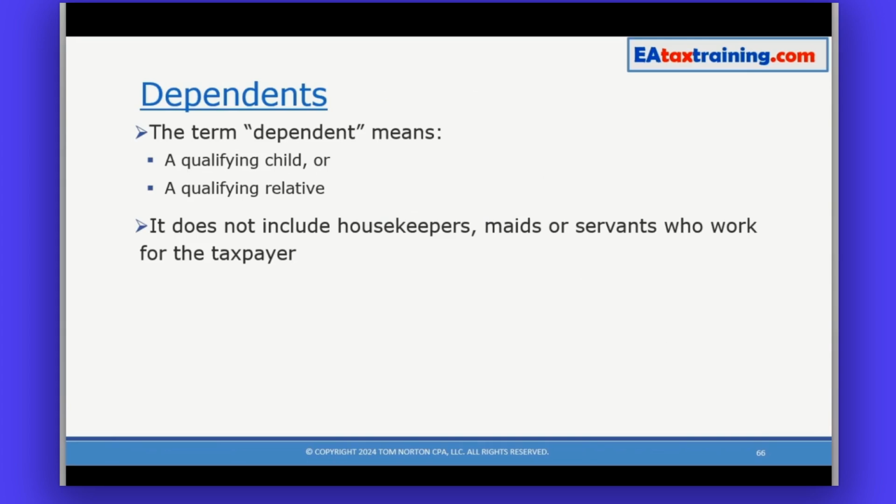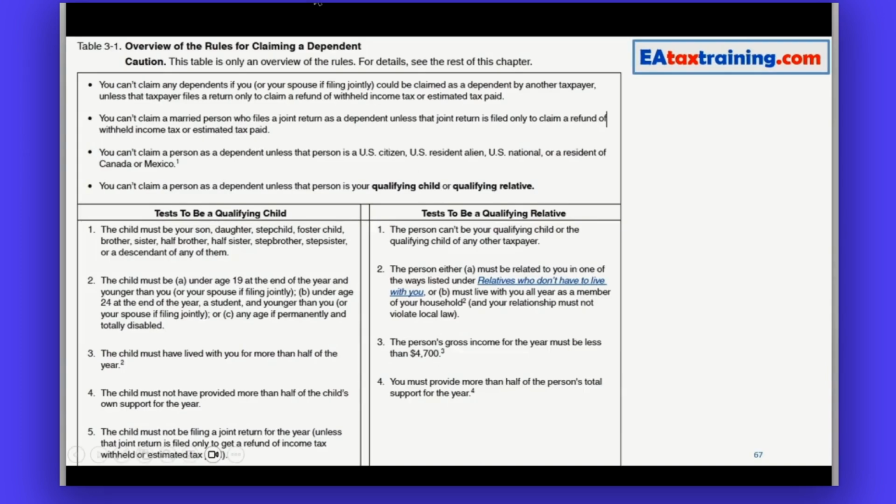But just know that it does not include housekeepers, maids, or servants who work for the taxpayer. And yes, there are people who tried to claim those types of people as dependents. That's why they have to be clear that they are not dependents. They have to be a qualifying child or a qualifying relative, even though those two terms may not always mean what you would think they would mean from the simple language involved. So here's another chart from Publication 17, and we're going to zoom in.